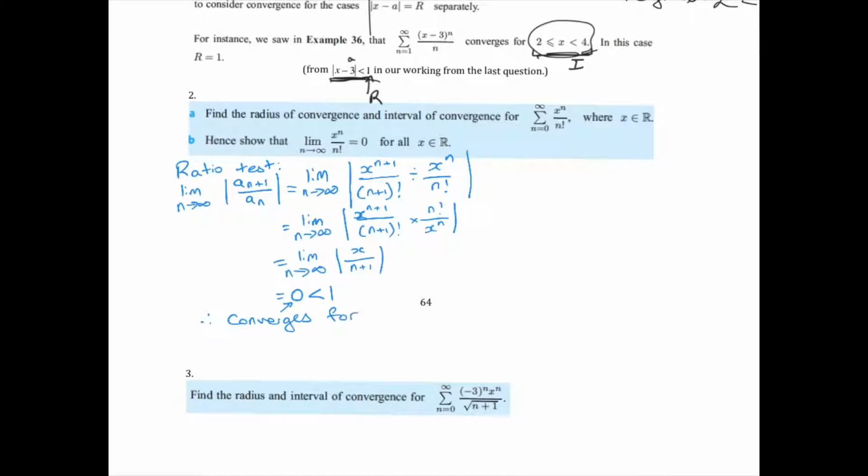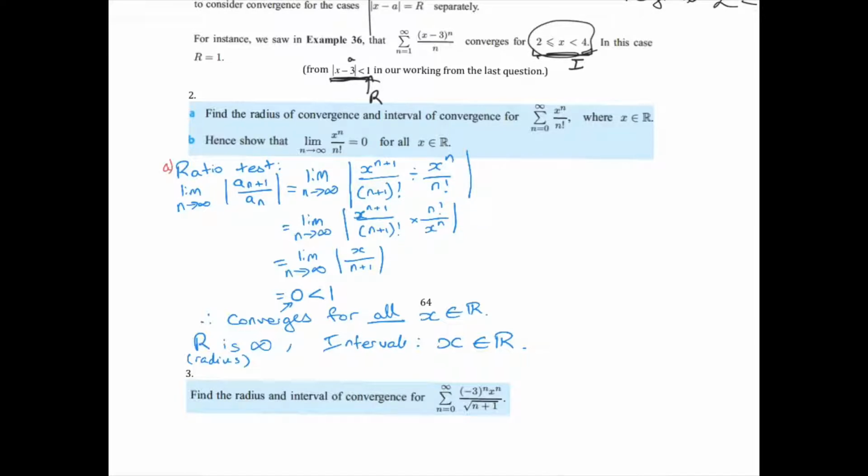So therefore, it converges for all x in R. So, there is no bound on x. So, what is the radius of convergence? Infinite. So, R is infinity, or the radius of convergence, I should say. And what's the interval of convergence, the set of x values? Yeah, so basically all x in R, that is a set. Now, I haven't done B yet, so that was all A.